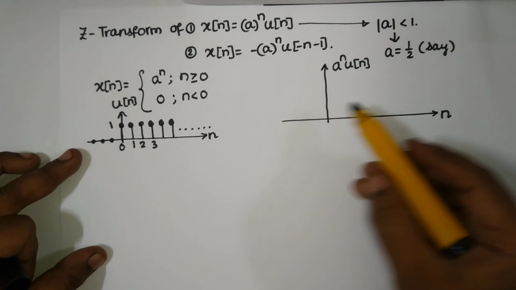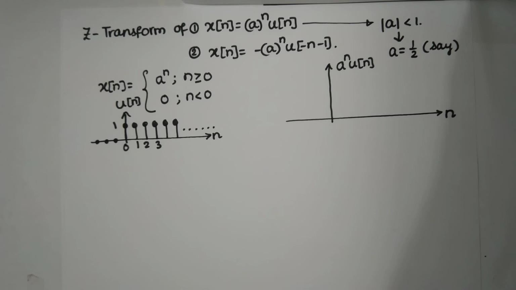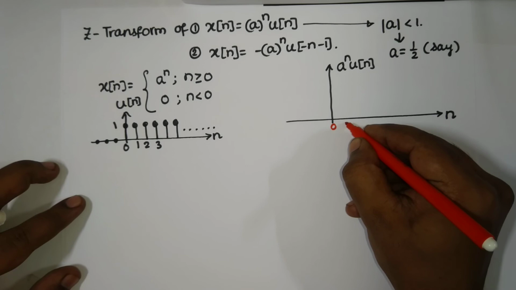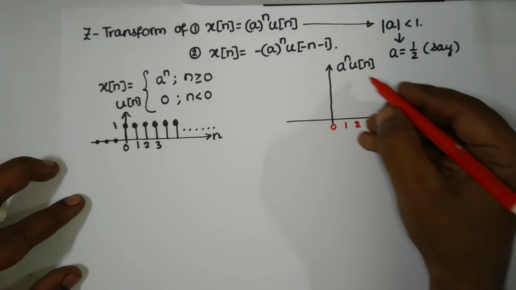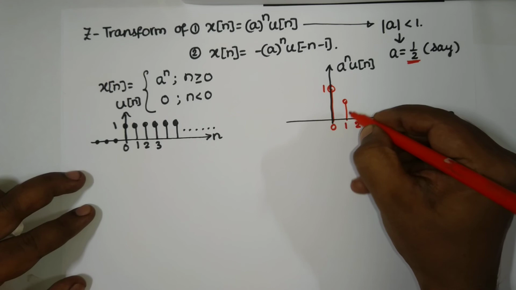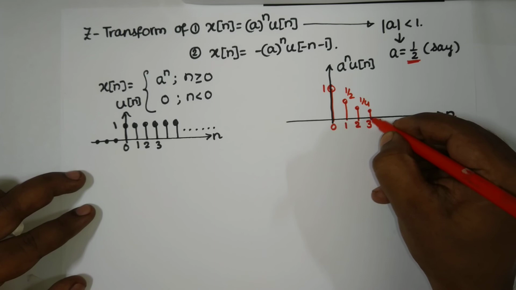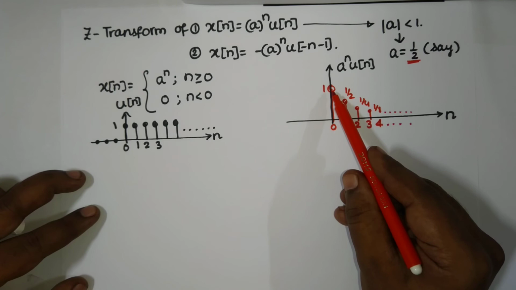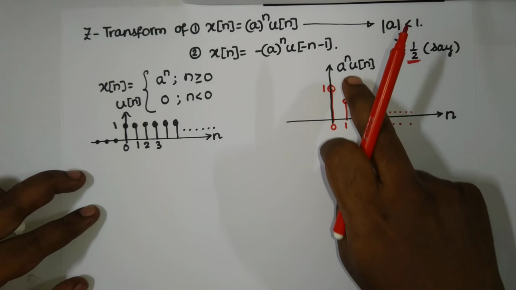As we are multiplying A to the power n by u of n, we will have a signal whose life is towards the right side. So this is n equal to 0, 1, 2, 3, 4, and so on. At n equal to 0, A to the power 0 is 1. Now when A is equal to half, at n equal to 1, (1/2) to the power 1 is half. So this is half, this is 1/4, this is 1/8, and so on. Therefore, if you take the sum of all the sample values, you will get a finite value, or the sequence will converge. So definitely you can find the Z transform.